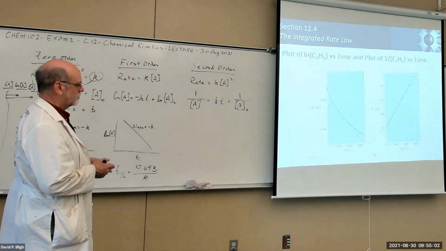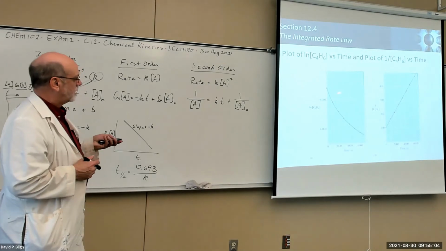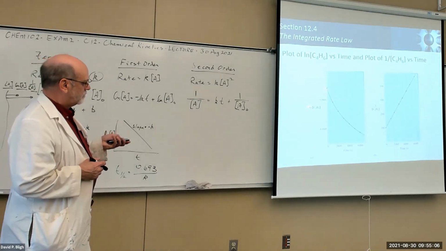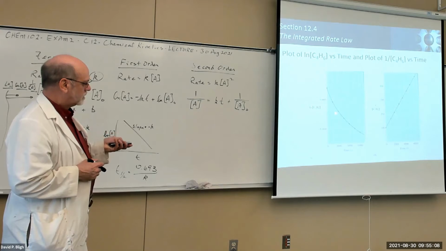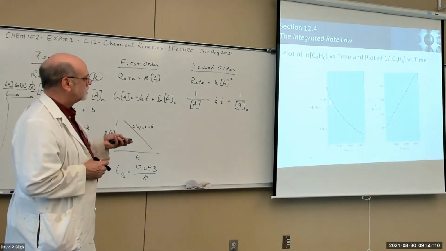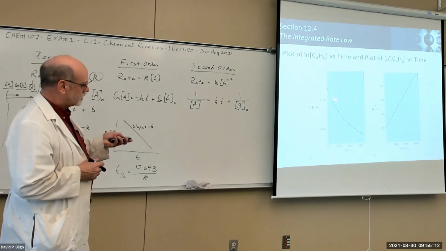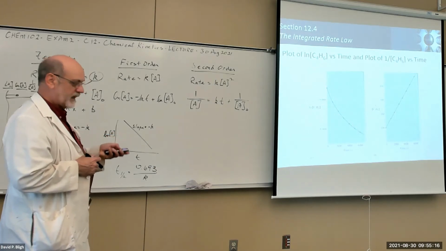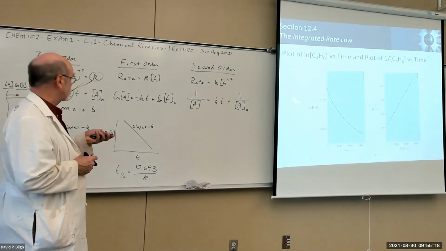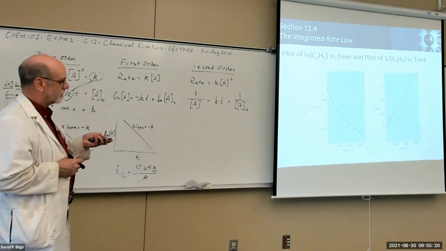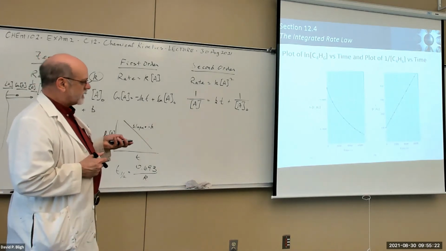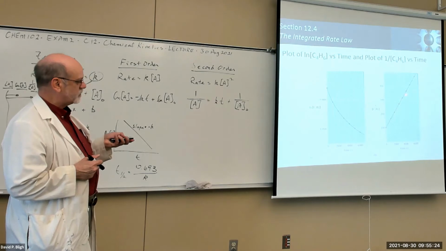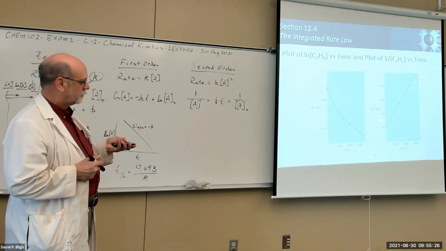So this is what the log for this reaction would be, still curved, right? So it's not first order. And it's obviously not zero order either. But the reciprocal transformation gives you a positive slope.